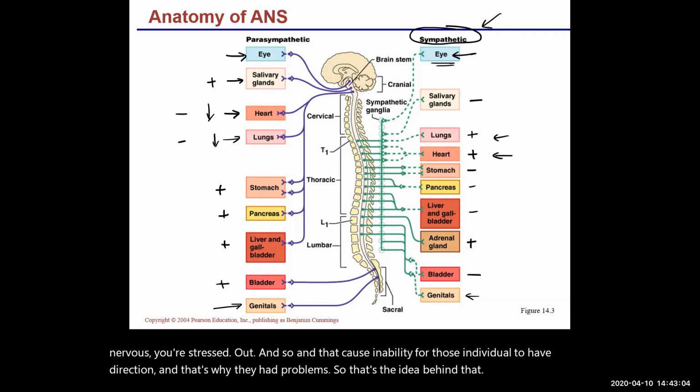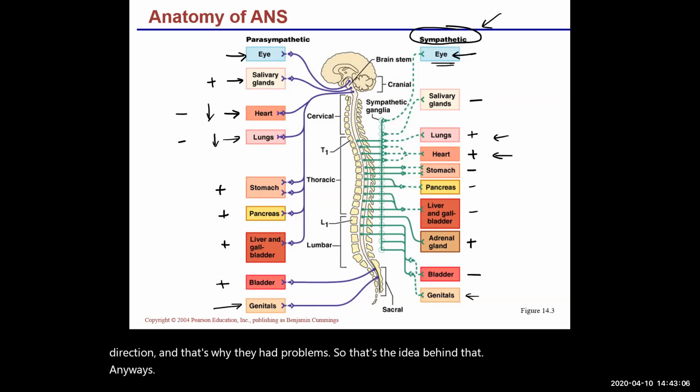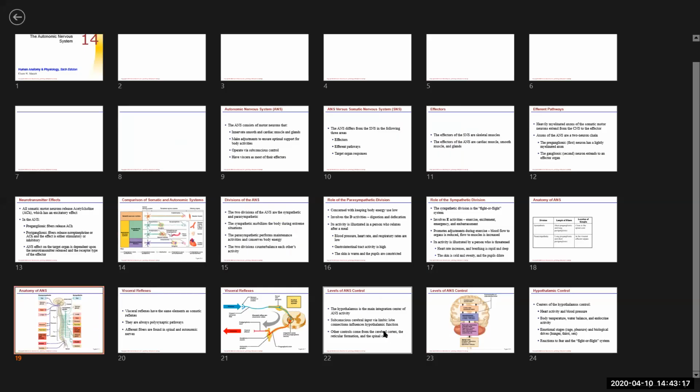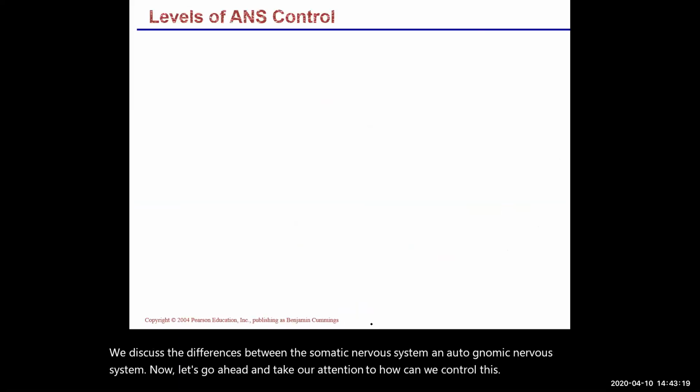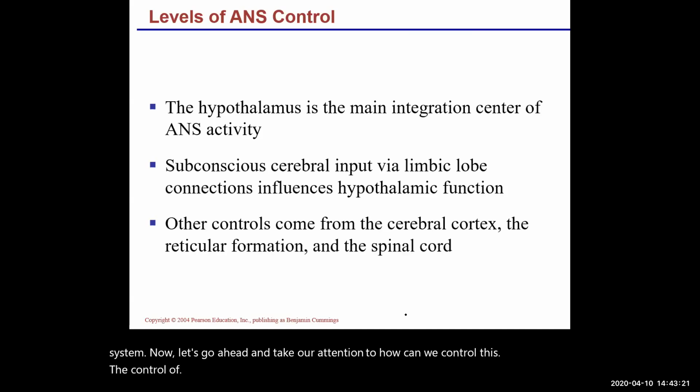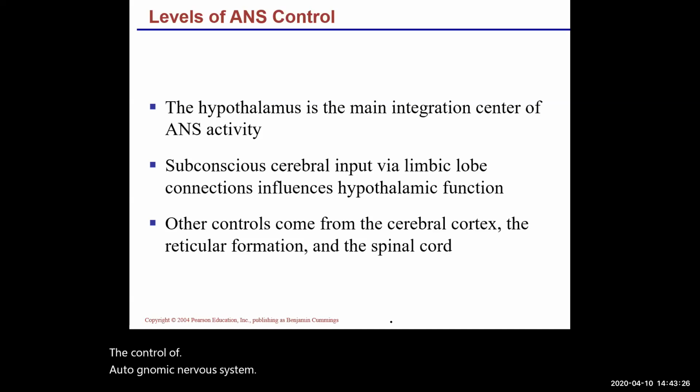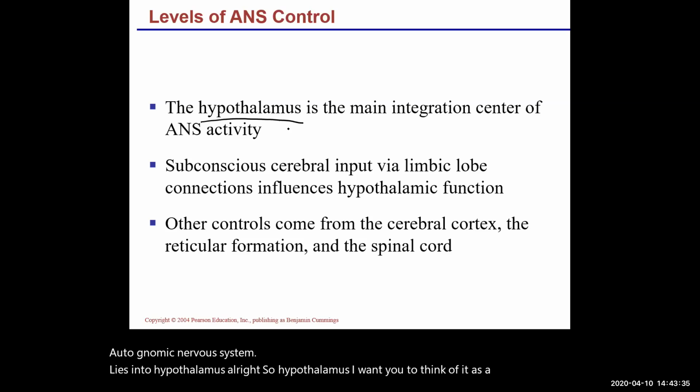Anyways, we discussed the differences between the somatic nervous system and autonomic nervous system. Now let's go ahead and take our attention to how can we control this. The control of the autonomic nervous system lies in the hypothalamus. All right, so hypothalamus, I want you to think of it as a boss. It can do a lot of different things.